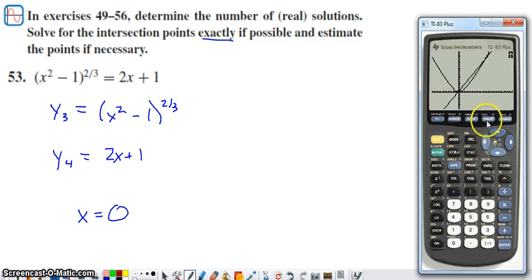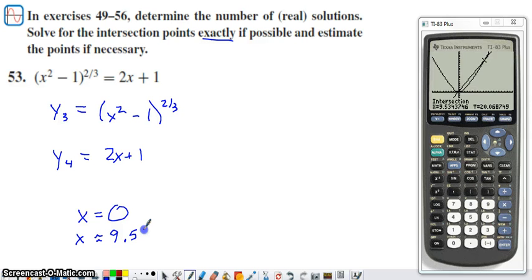So I would repeat the same process one more time. Use the intersect feature from the calculate menu. First curve, so right now I'm on that weird graph. Now I'm on the line. I don't want to hit enter close to the first intersection, the one that we've already found. I want to hit enter over here close to where this new intersection point is. So the calculator will think for a minute, and then it'll give you your other x value. So that's 9.534, and that's definitely an estimate.